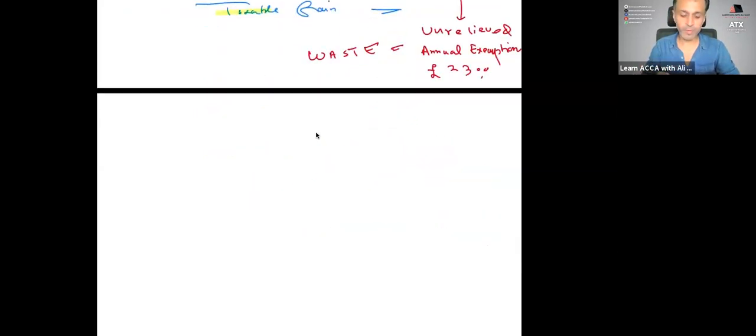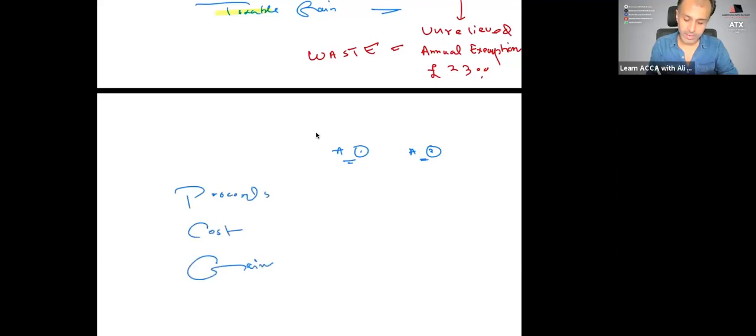Understood? Moving forward, making another case where there has been a disposal of 2 of those assets: the proceeds, the cost, the gain, randomly fixing those figures into it.